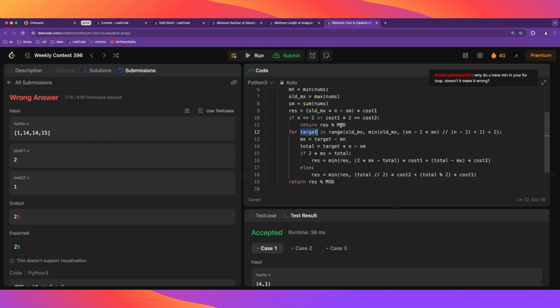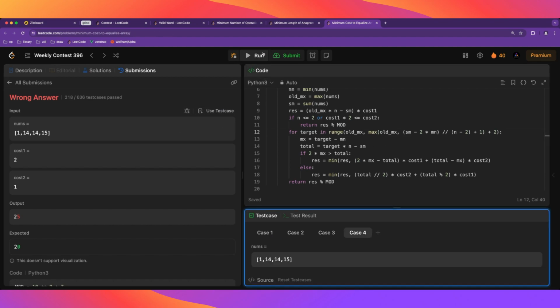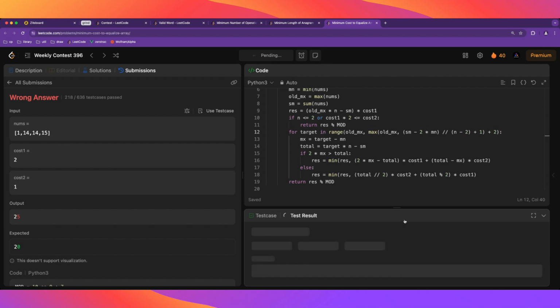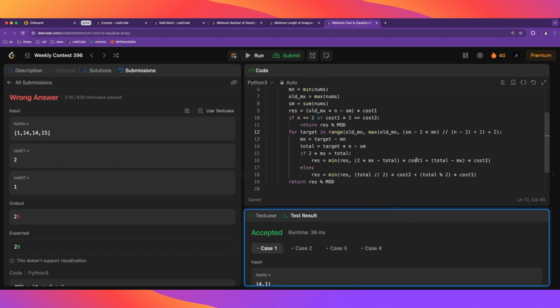Why do you have min in your for loop? Oh yeah, I think you're right. This is my bug. Yeah, just distracted. Now, let me see if it fixes it. Yeah, thank you. Drinking monkey. Thank you very much.